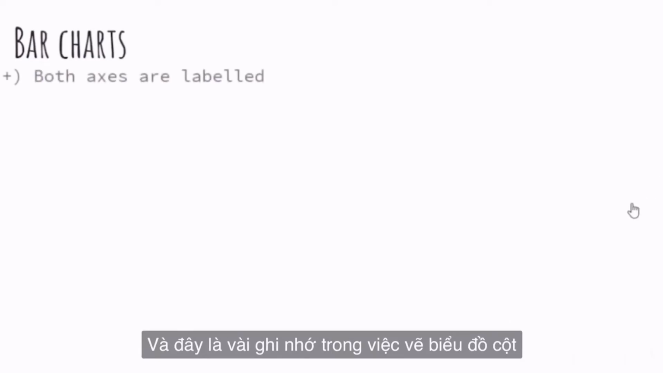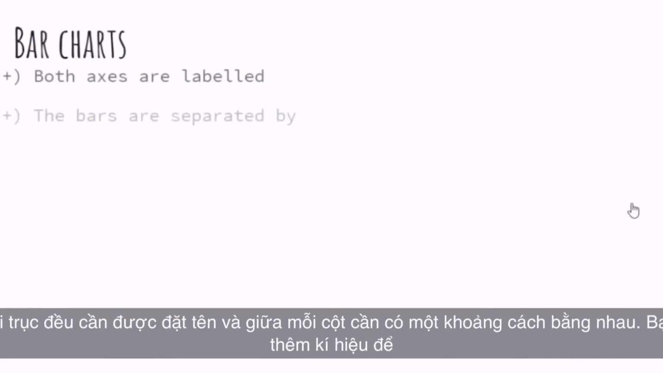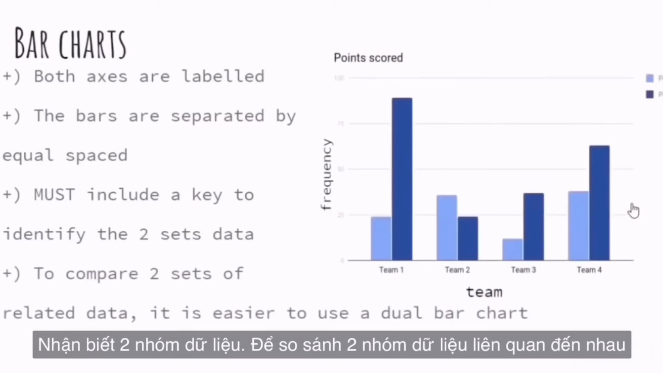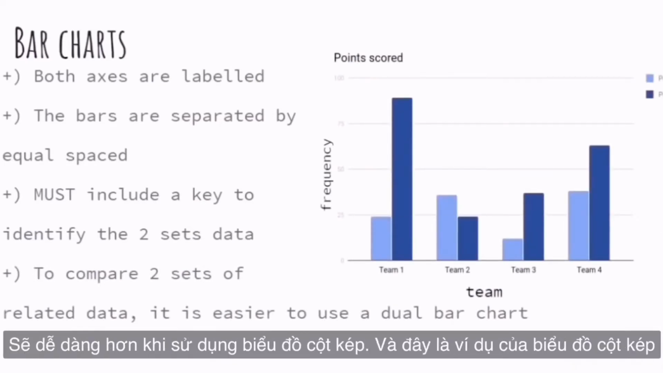And here are some notes about drawing a bar chart. Both axes should be labeled, and the bars are separated by equal space. You must include a key to identify the two sets of data. To compare two sets of related data, it's much easier to use a dual bar chart. And here's an example of a dual bar chart.